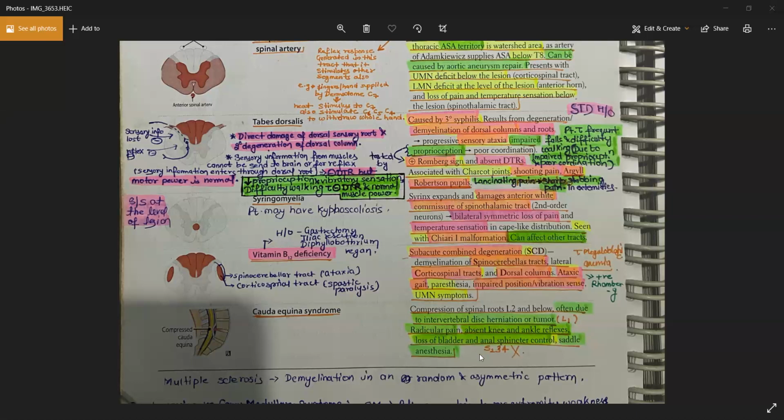Because the pudendal nerve is supplied by S2, S3, and S4, if that dies, you will have a loss of the bladder and the anal sphincter control. And because of a loss in the anal sphincter control, what will you have? Fecal incontinence. Absent reflex. Urinary retention.